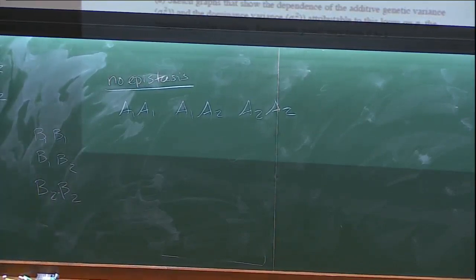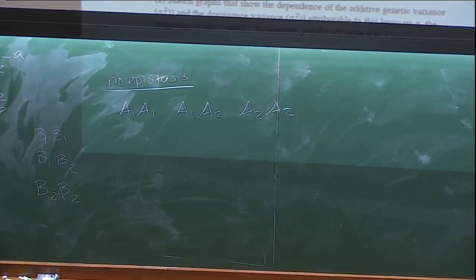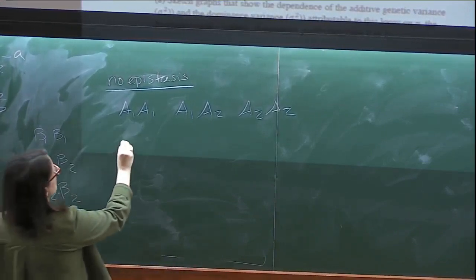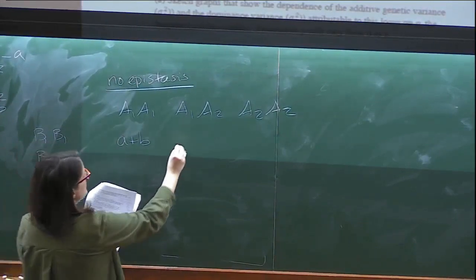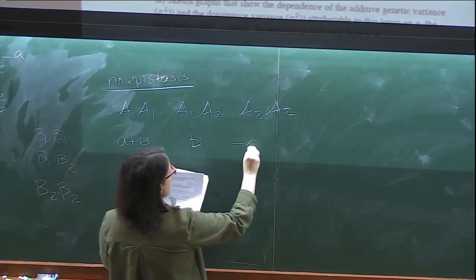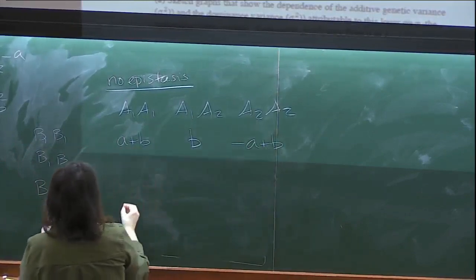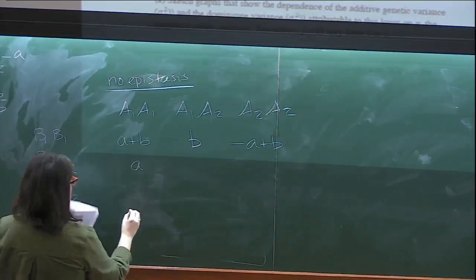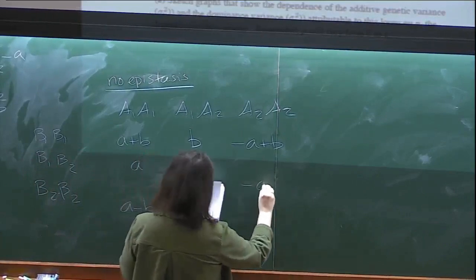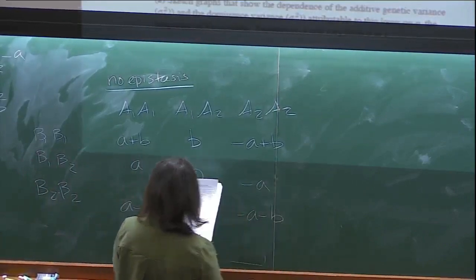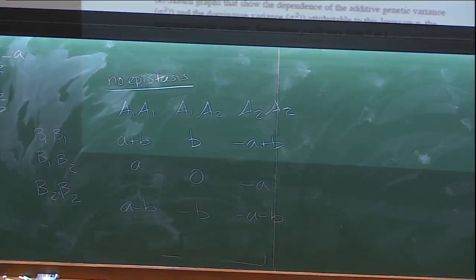So let's assume that the genotype effects are plus A and minus A, and plus little b and minus little b, and we set m to 0. This is A plus B. This is B. This is minus A plus B. This is A. This is A minus B. 0, minus B, minus A, minus A, minus B. So any deviation from that is epistasis in this format.